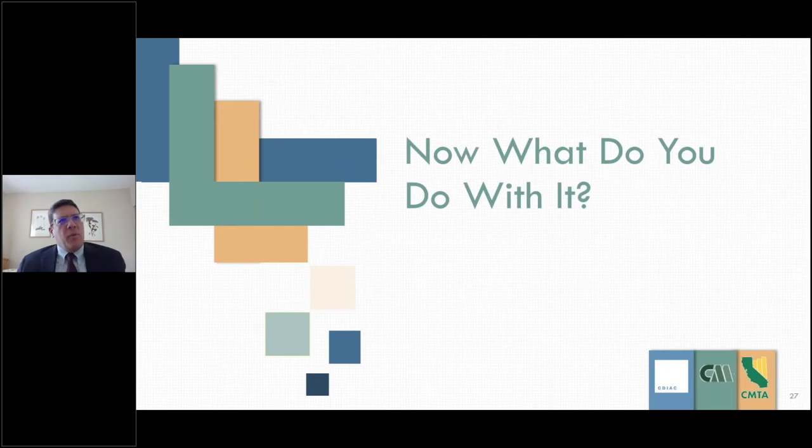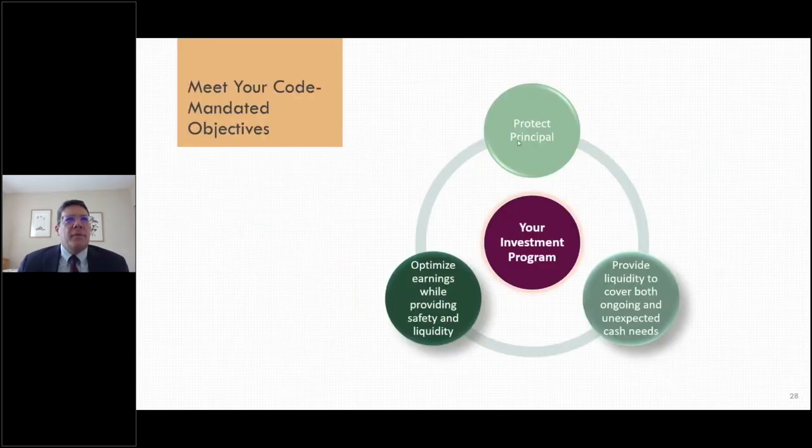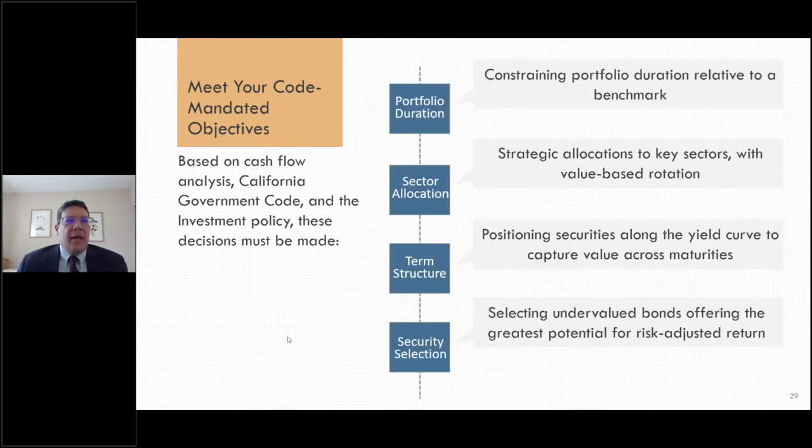So now you may say, well, what do I do with that? We'll go a little bit quicker on this part of the presentation because I want to hone in on a couple of things. But how do you invest it? Well, you've got to protect principal, you've got to provide liquidity, and you have to generate earnings. That's straight out of code. Safety, liquidity, and return. Those are your code mandated objectives. And when you're taking care of that, you have to make decisions on an investment portfolio.